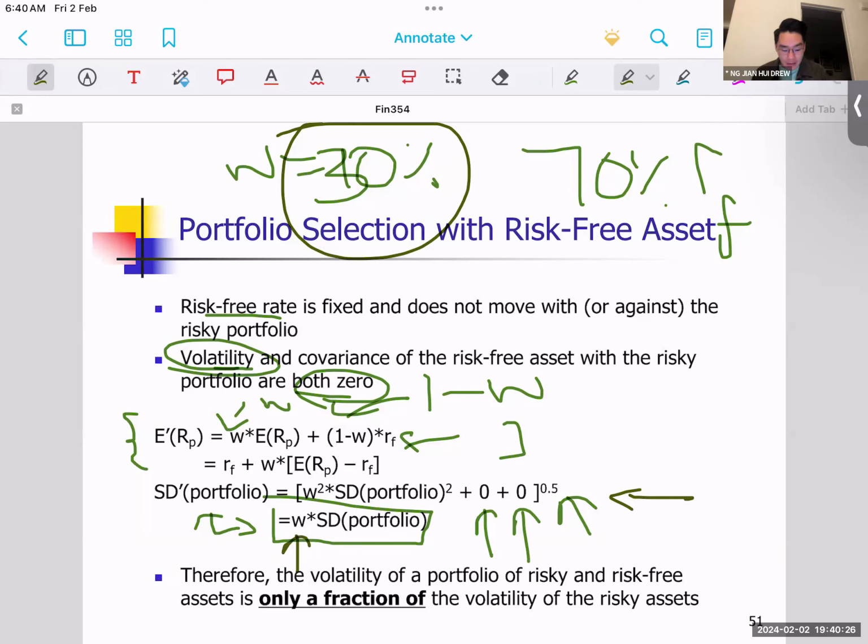However, do you notice something? Your expected return is not lower, right? You're still getting your expected returns on your portfolio plus your returns on the risk-free asset, as given by here. However, there is a bit of weighting that is being reduced. But what's important to take note of is that the volatility becomes only a fraction of the volatility of the risky asset.